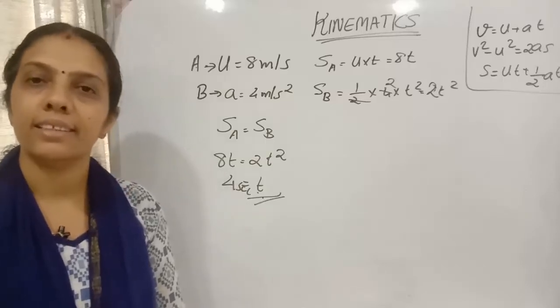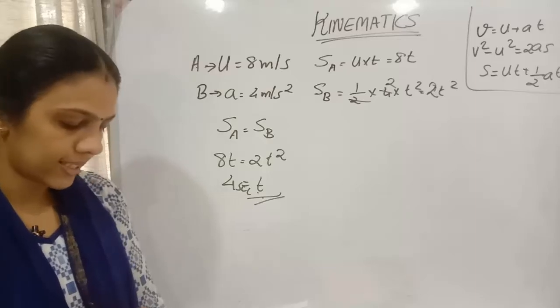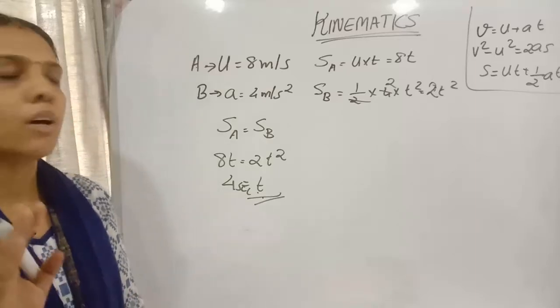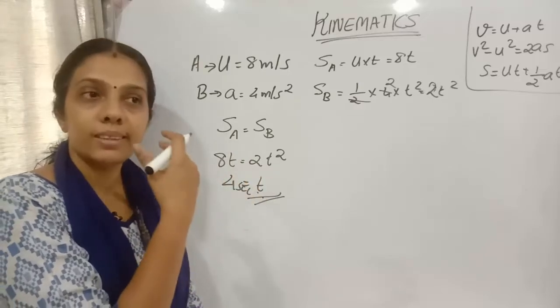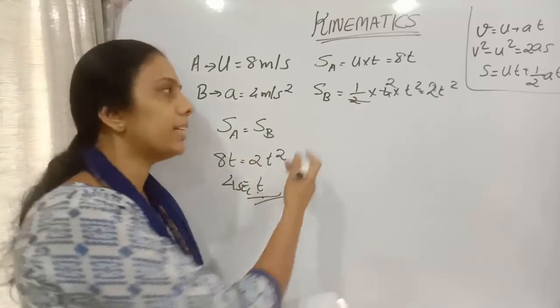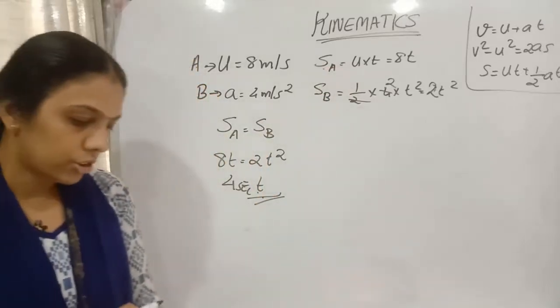So the answer is 4 seconds. Yes, correct, it is B. The options given are 2 seconds, 4 seconds, 6 seconds, 8 seconds. So if they are meeting each other and one is just crossing the other, in those cases the distance covered will be equal. Clear? Next question.